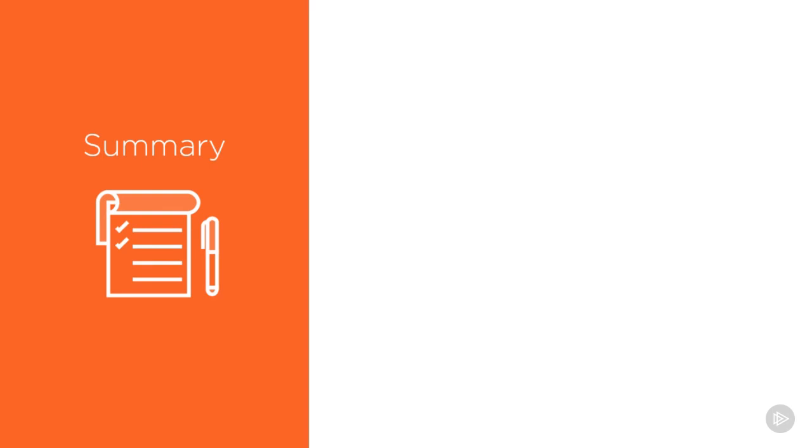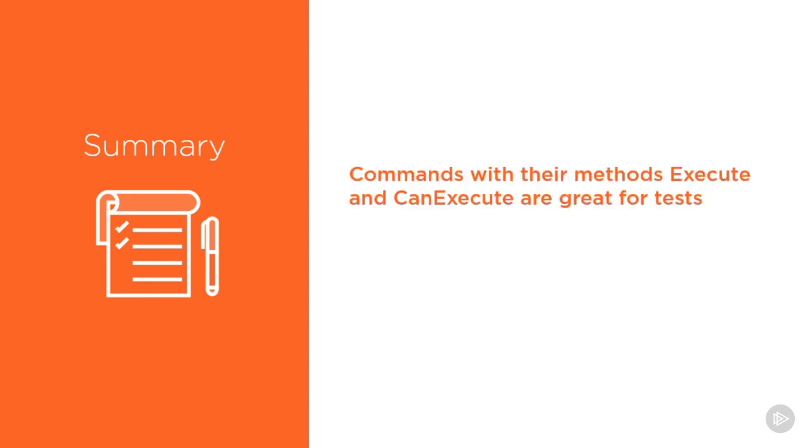In this module, we have used commands to close a tab and to save a friend. As you have seen, commands with their methods execute and can execute are really great to use in unit tests. You can simply call the execute method to execute the command, and you can check the return value of the canExecute method that tells you if the command can be executed or not.